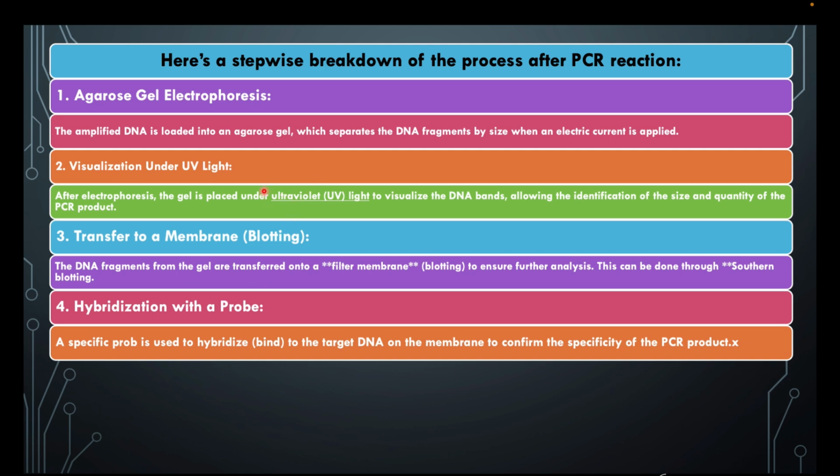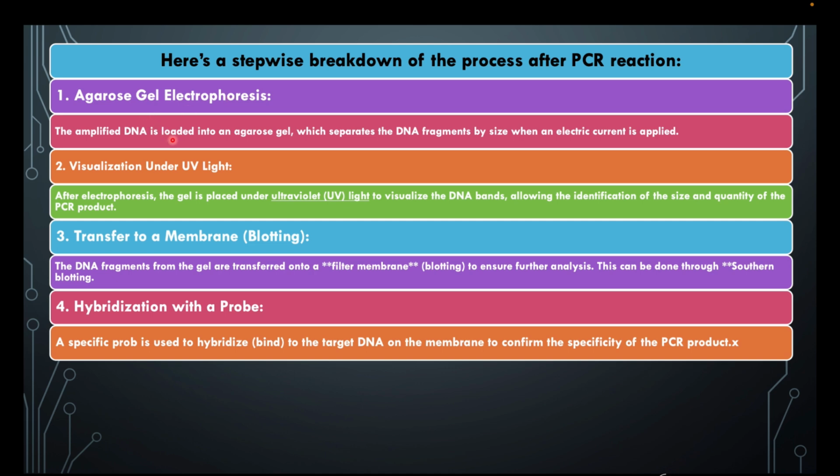Now what happens after? Here's a stepwise breakdown of the process after PCR reaction. So PCR is done. You just put all the reagents in an Eppendorf tube, put it in the thermocycler, and after about 3 hours or so, your sample is ready for further analysis. So initially we check through agarose gel electrophoresis whether our target DNA gets amplified or not.